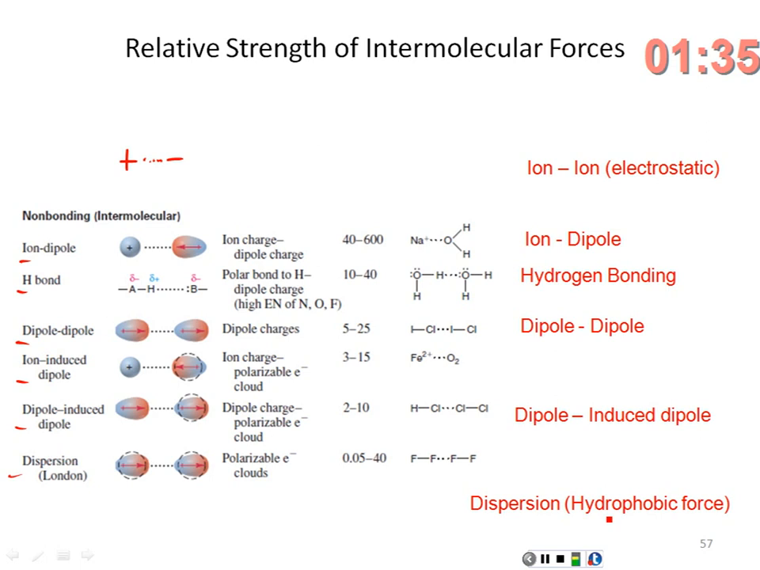And if you remember, the hydrophobic force is the most important example, really, of dispersion forces. It's the weakest intermolecular force, but it's also what's responsible for cell formation, for protein folding, for processes that are very important for life.